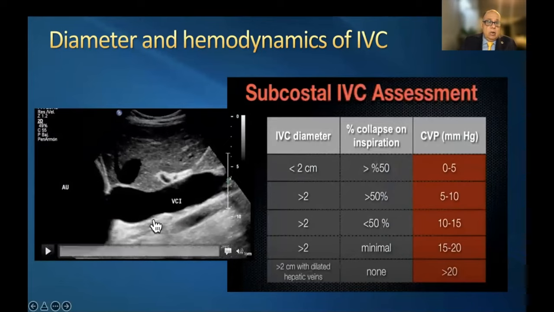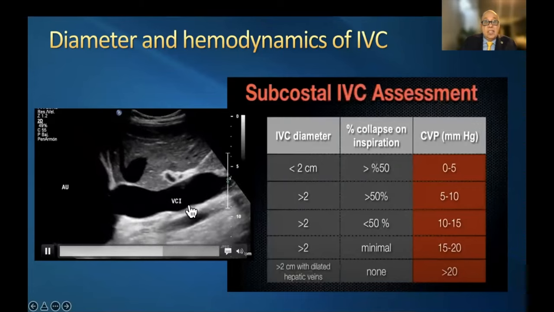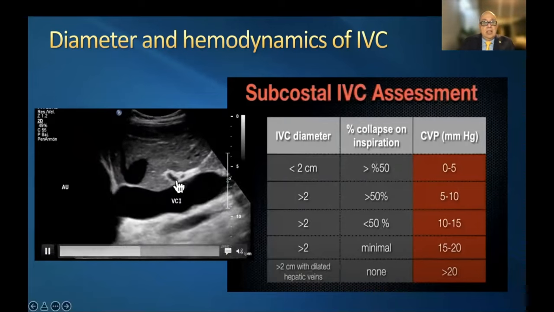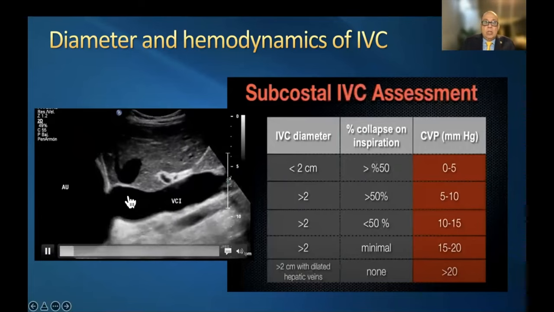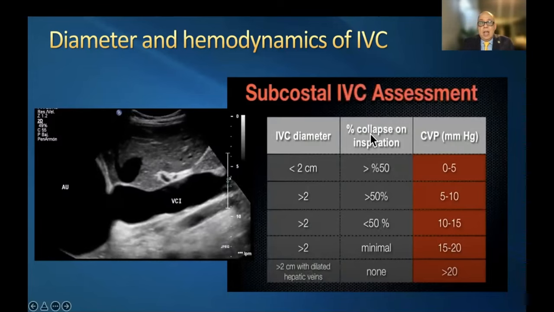Let's see this video here, where we can observe an enormous right atrium, and here the IVC, VCI in Spanish, vena cava inferior. And here we can see that we have a minimal collapse. The distance between expiration and inspiration is very short. Normally we do it in B mode, many people do it in B mode, but also some authors use M mode in order to calculate the percentage of collapse.